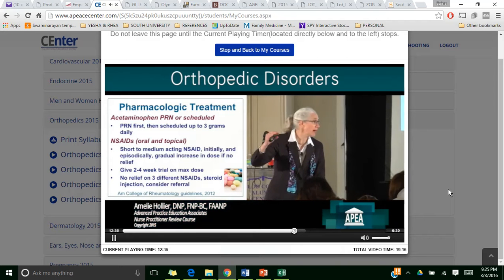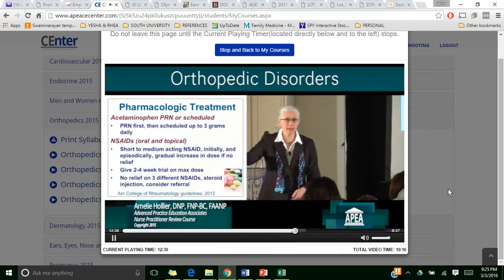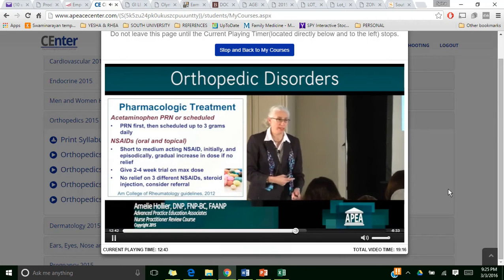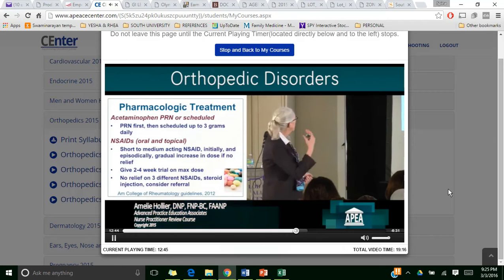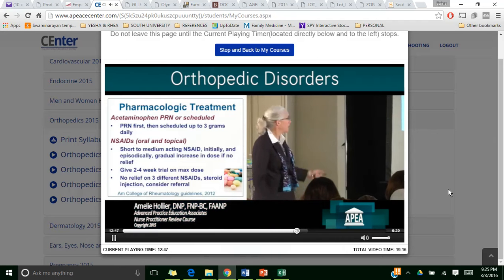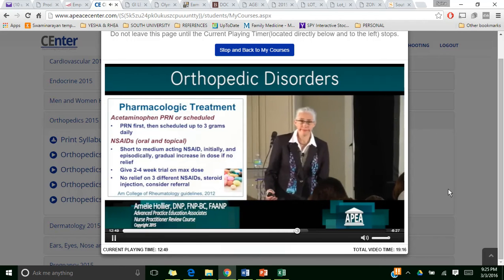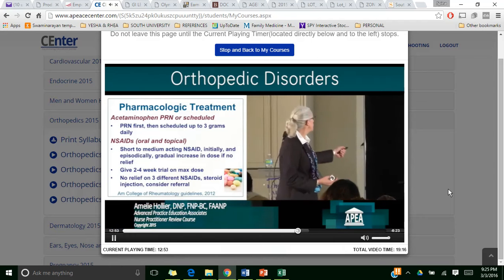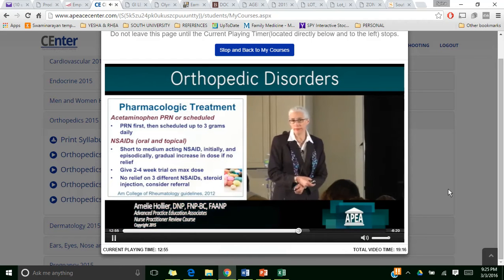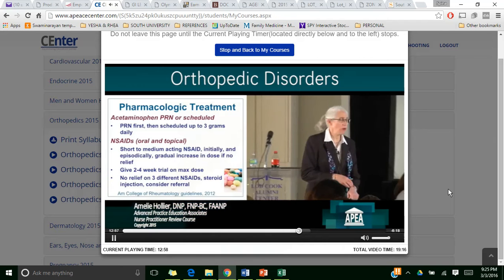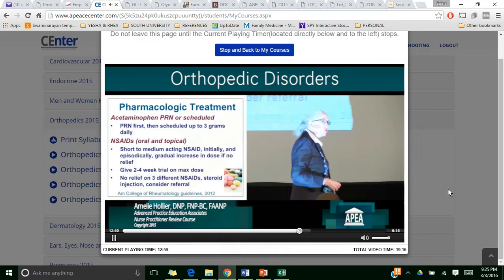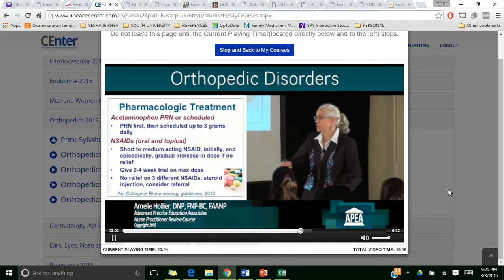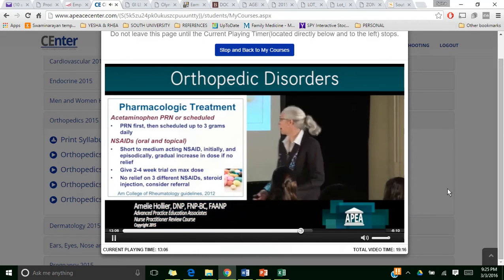Try the patient on one NSAID for 2 to 4 weeks and see how they do. If they tell you ibuprofen does nothing for me, try them on a different NSAID. Maybe try some naproxen. Maybe try some celecoxib, some meloxicam. But ACR says if you have no relief on 3 different NSAIDs with a reasonable trial, you need to send them to somebody else for steroid injection unless you do that. You got it?